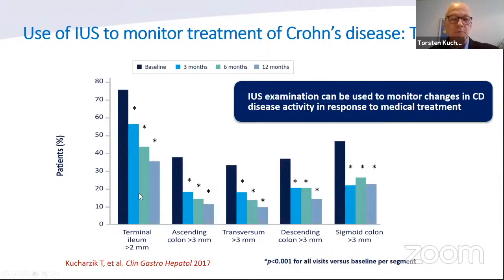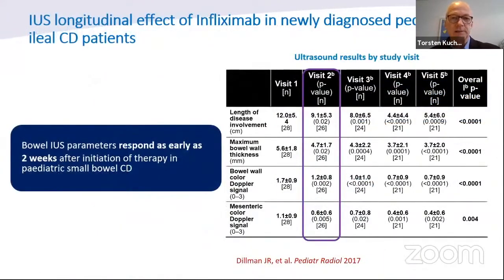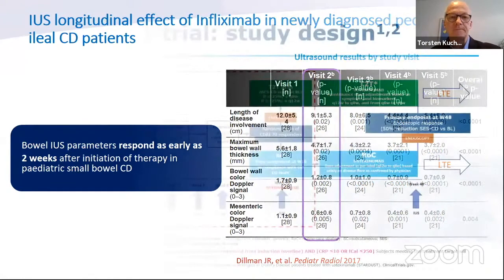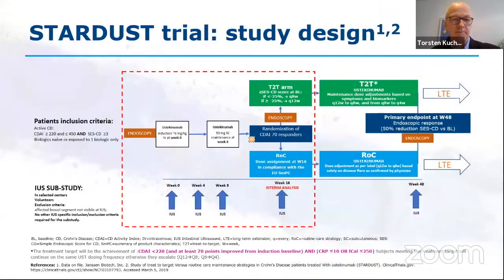And what we saw was that even after 3 months already, a significant proportion of patients had a normalization of bowel wall thickness and also other parameters. Similar things could be shown here in this pediatric trial where even at earlier time points, so 2 weeks after treatment initiation, those parameters, bowel wall thickness and vascularization, markedly and significantly improved in these patients. So with very simple parameters, you can try to follow up your patients.